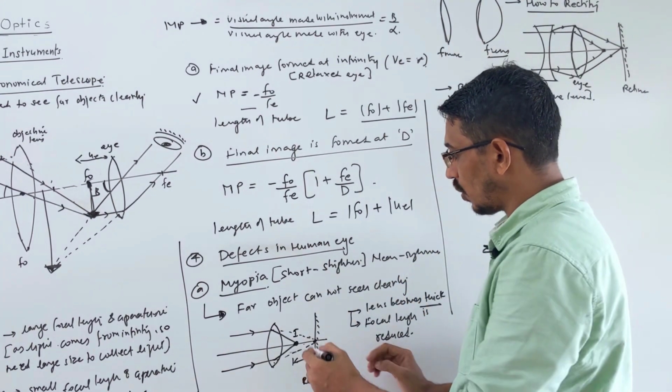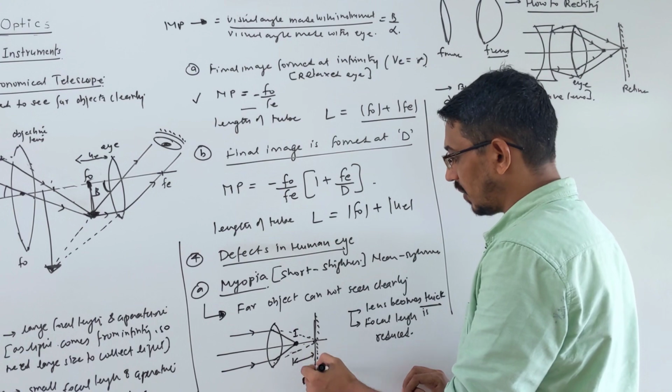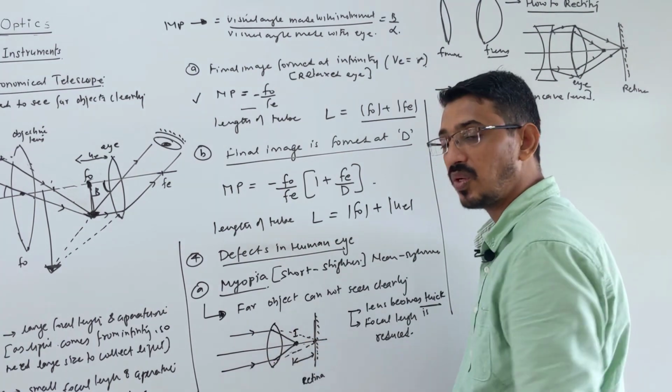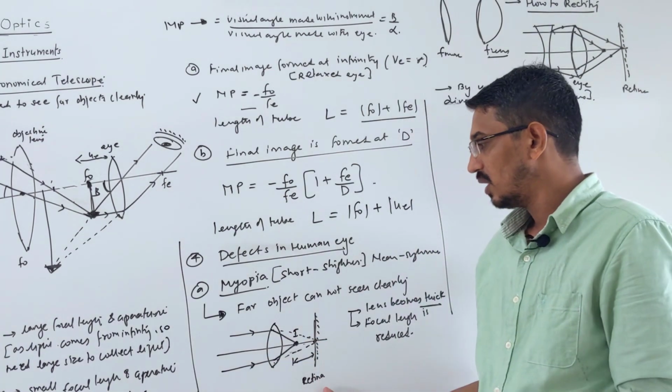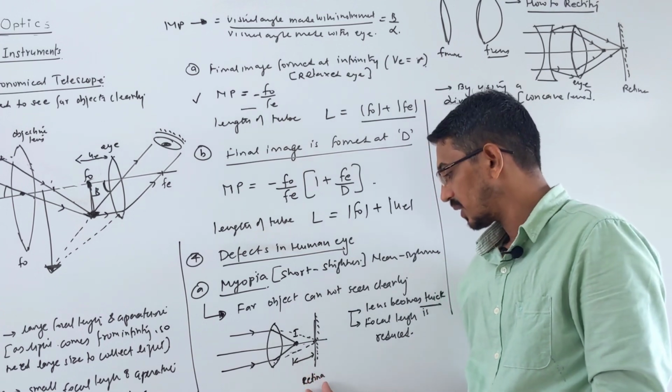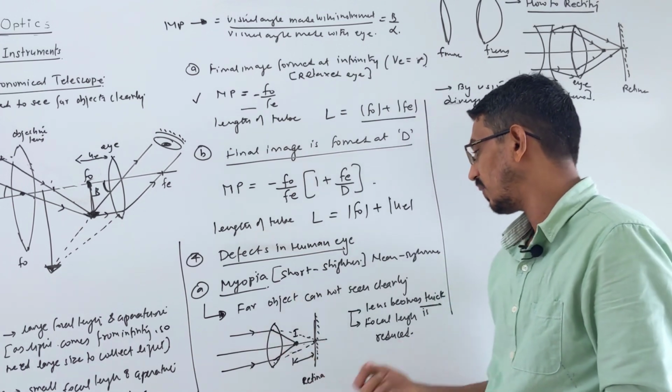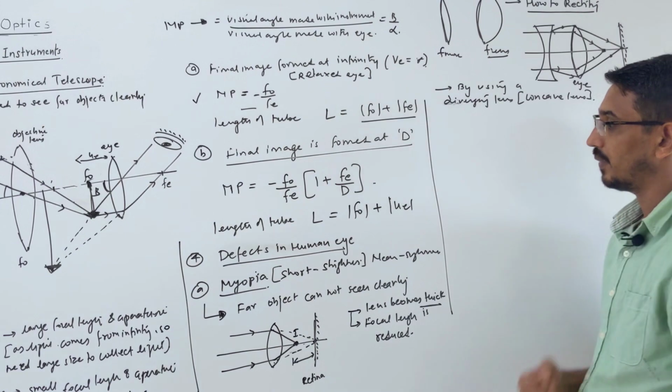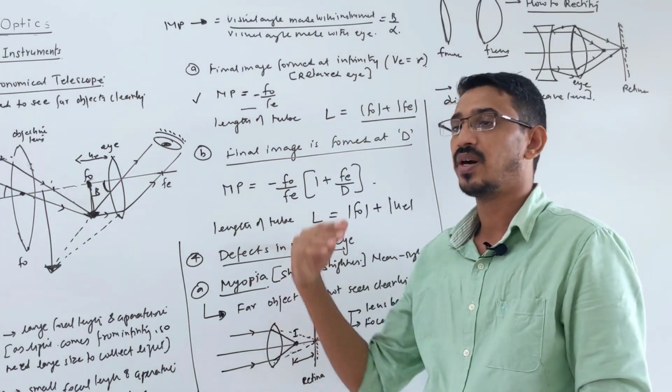Why? Short is short toward your screen. This is the screen, but the rays are meeting before the screen, or before the retina. So it's a little short from your retina. That's called what? Short-sightedness. Okay, so in this defect we cannot see far objects clearly.